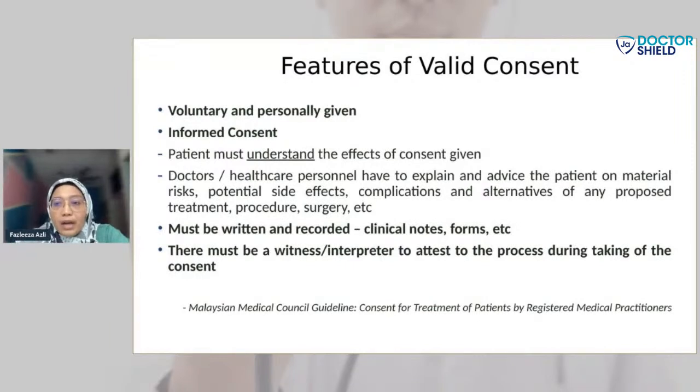And the fifth feature, in order for a consent to be valid, is that it must be witnessed, or there must be an interpreter. It's either there must be a witness or there must be an interpreter, and that witness, if at all, can be another registered medical practitioner or a nurse who is not directly involved in the management of the patient, nor related to the patient or the medical practitioner, or any such person who can speak the language of the patient to attest to the process during taking of the consent.